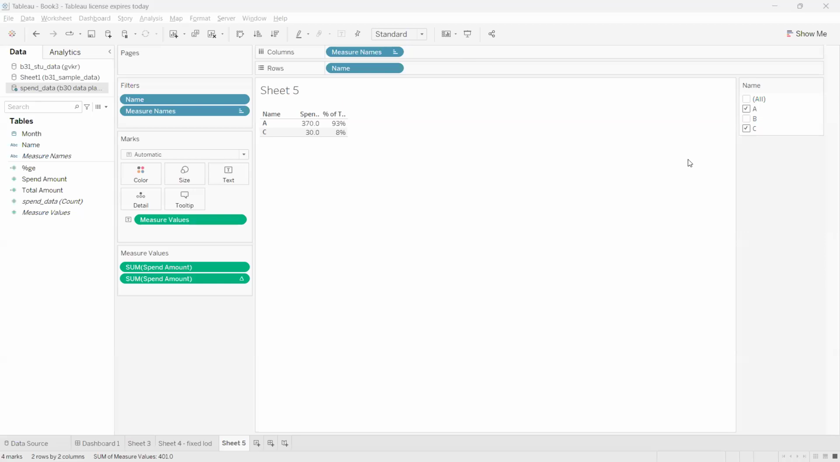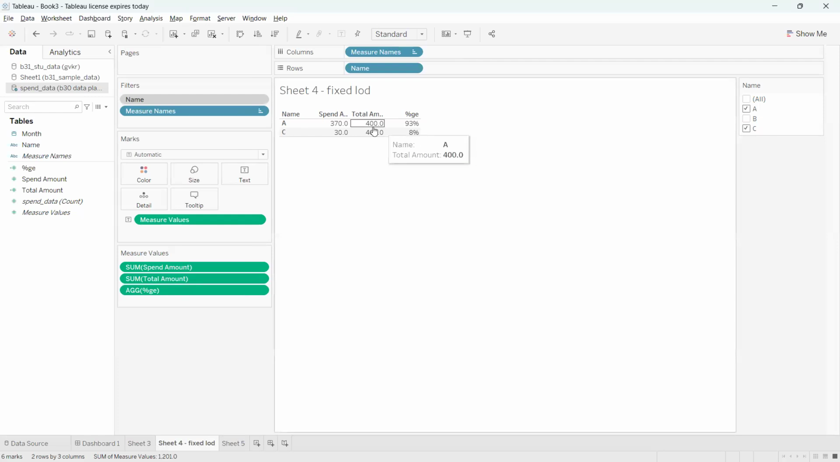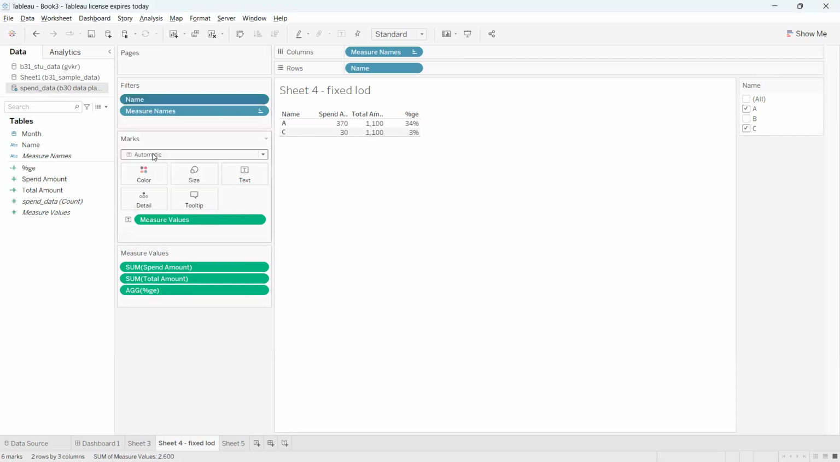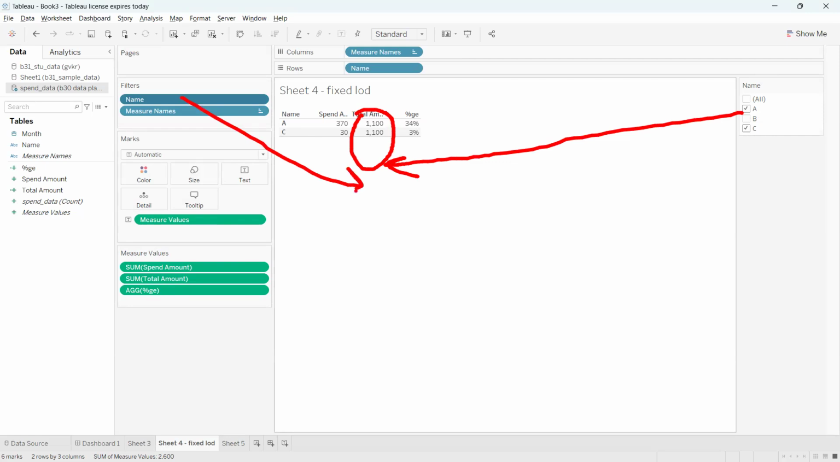Okay. So this is one approach. If you want your fixed LOD to depend upon dimension filters, you have to add that filter to the context filter. This is the first approach. The second approach is to remove this from the context filter. Now my denominator is not depending upon any dimension filter because we have removed that from the context filter here.